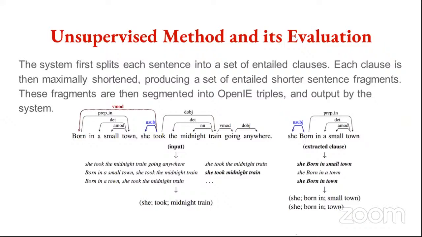So this is the input: she took the midnight train going anywhere. This was the original sentence, and now we have the shortened sentence: she took the midnight train. Then, born in a small town, she took the midnight train; here the shortened version is that she took the midnight train. Then we generate "she was born in a small town", and the shortened sentence is basically "she born in town". Then we generate triplets. Here the triplet is (she, took, midnight train), and then (she, born in, town). So basically, these are the pairs of relationships.